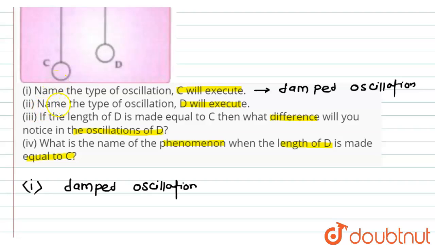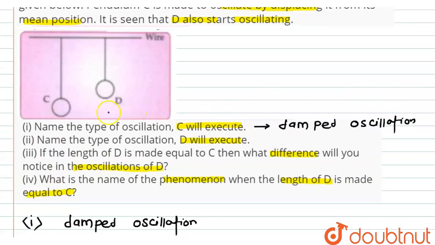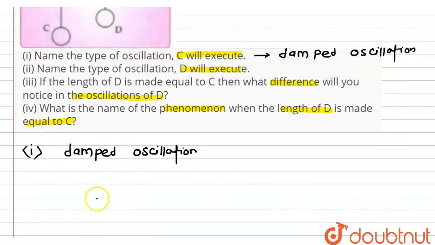Now question 2 is name the type of oscillation D will execute. So here D oscillates due to an external periodic force, because when C oscillates, the pendulum C will strike the pendulum D. It means the oscillation of pendulum D is under the action of an external periodic force. Hence we can say that D will execute forced oscillations.